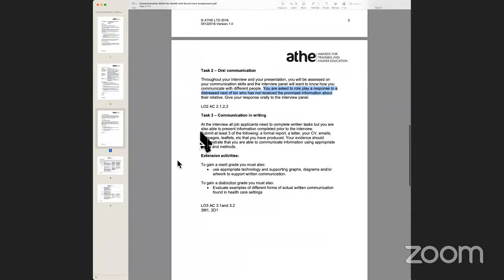Now, in task 3, specifically looking at today, because we are looking at discussing learning outcome 3, here what we are looking at is, you are assuming that you are appearing for an interview, and in order to successfully meet the requirements of the interview, what your organization has asked you to submit is at least 3 forms of written communication. At least three.